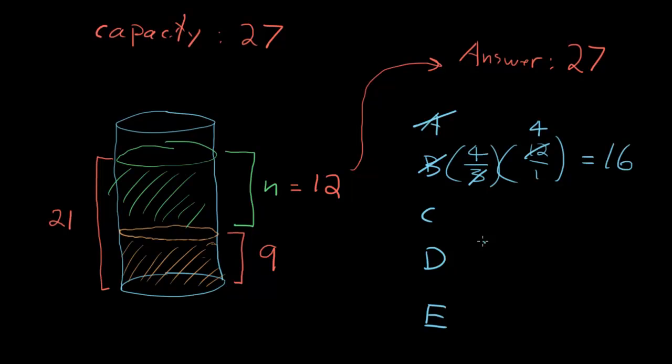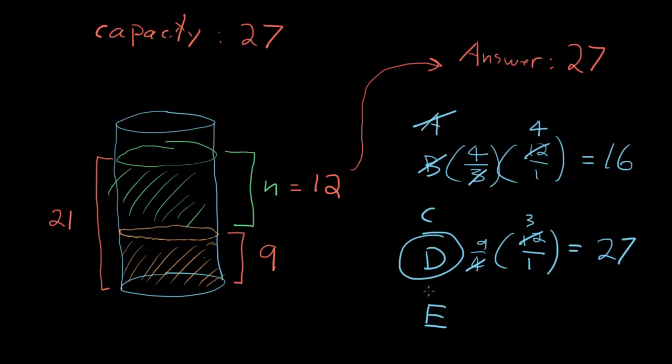D, we've got 9/4 times n, or for us, 9/4 times 12 over 1. And again, we can cancel 4 with the 12, which becomes a 3. And we're left with 9 times 3, or 27, which does match. So D is our answer.